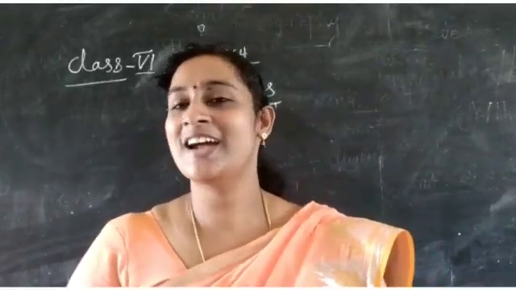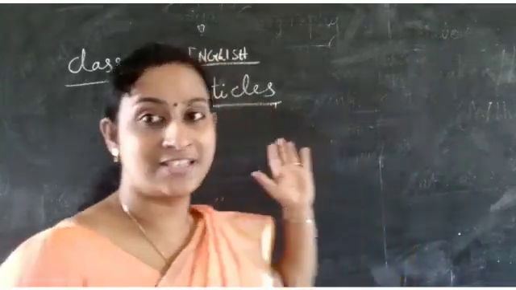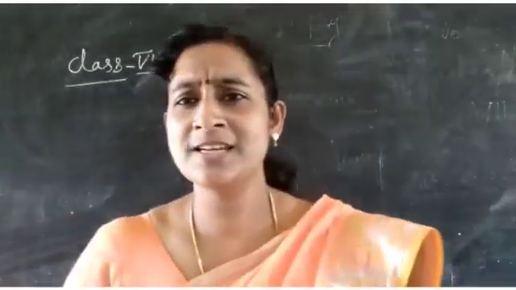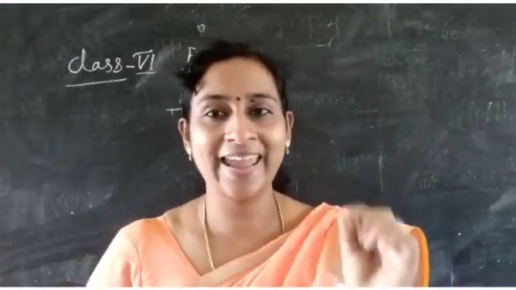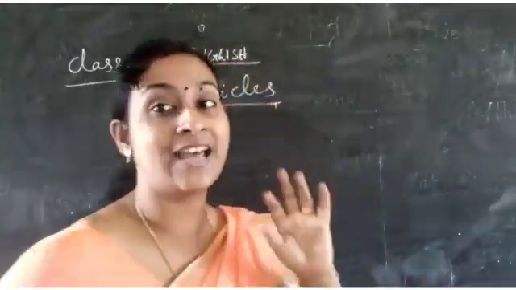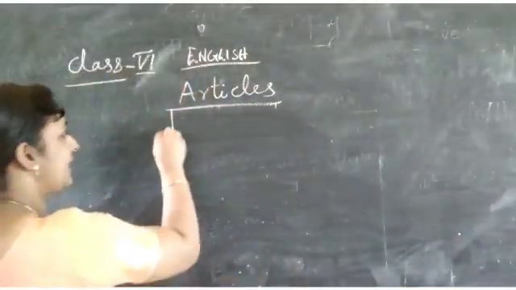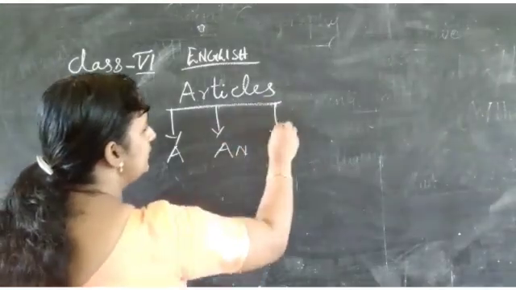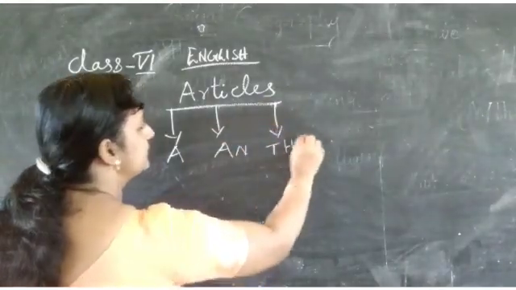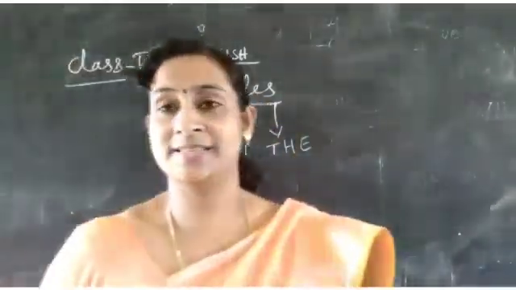Today we are going to start a grammar lesson. Articles. You know how many articles are there? 3 articles. What are they? A and the. These are the 3 articles.